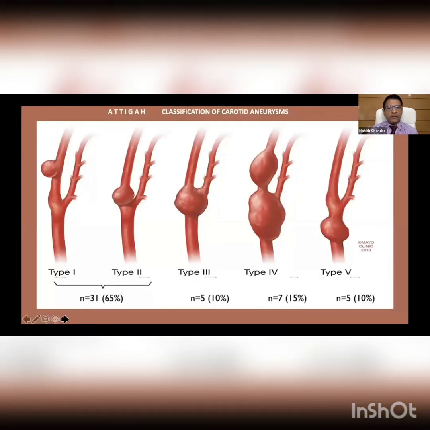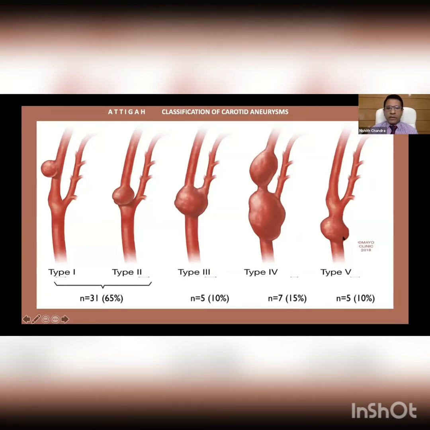So there was a classification by Attiga, which classified these aneurysms on the basis of their location. Type 1 is in the internal carotid artery, distal to the bifurcation. Type 2 is in the internal carotid artery close to the bifurcation. Type 3 is when it's involving the bifurcation. Type 4 is when there is involvement of both the internal carotid, the bifurcation, and the common carotid. And type 5 is only in the common carotid.